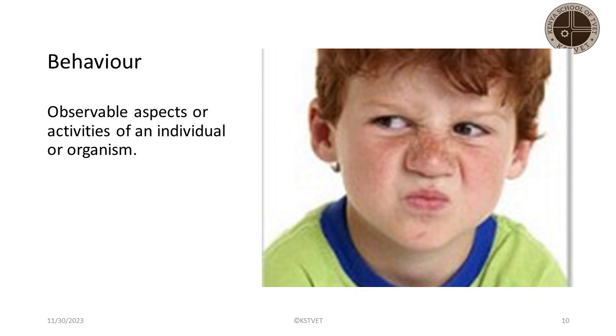Describe the observable aspects from the image. Behavior is the observable aspects or activities of an individual. It is very important for a trainer to accurately identify different behaviors portrayed by learners in the training, learning environment and act accordingly.